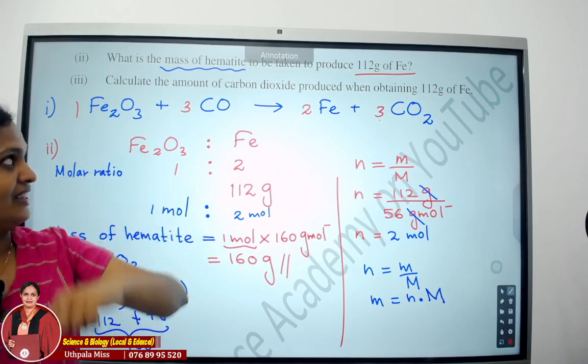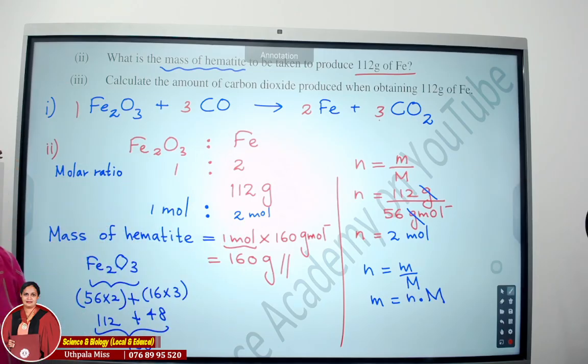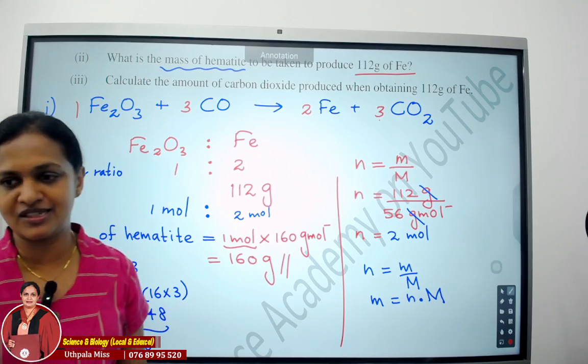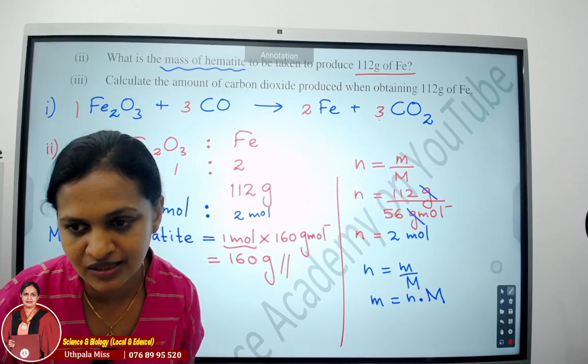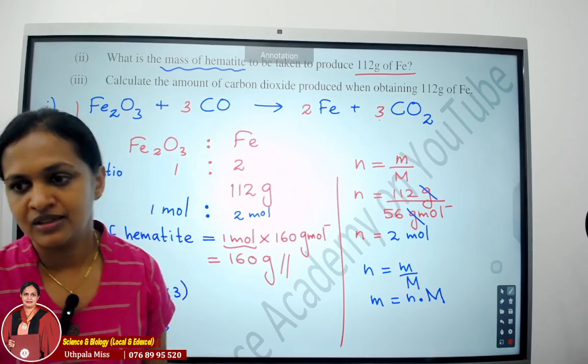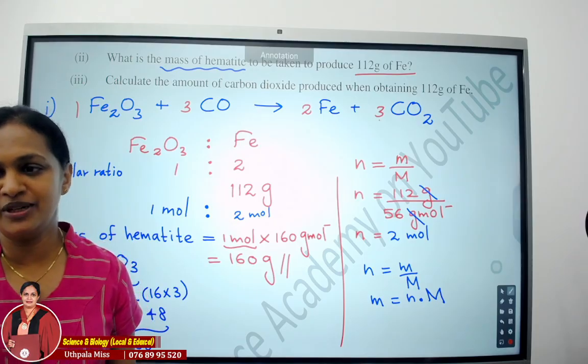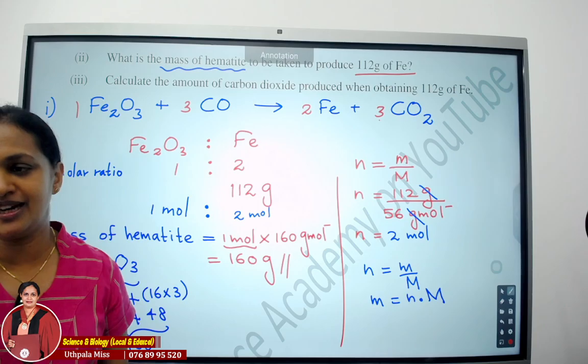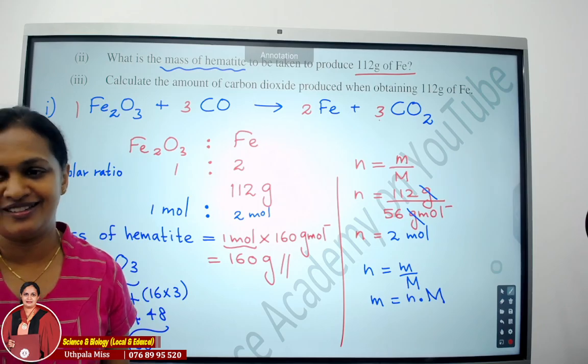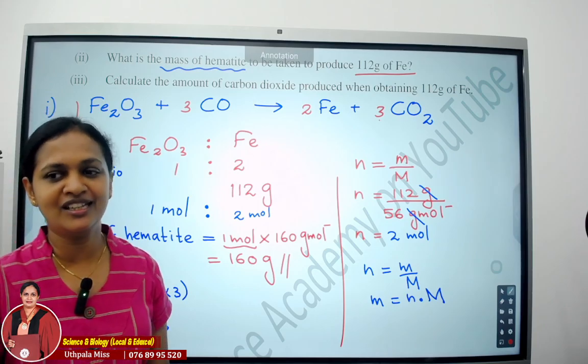Now try the next one on your own. Calculate the amount of carbon dioxide produced when obtaining 112 grams of iron. Amount — when we say amount, the amount of substance is the number of moles. So the amount of carbon dioxide produced when obtaining 112 grams of iron is the number of moles.